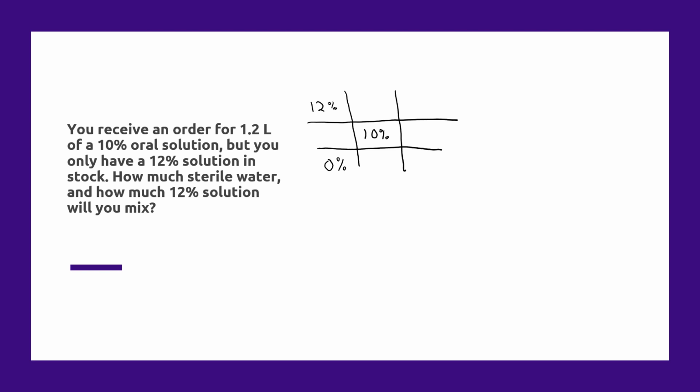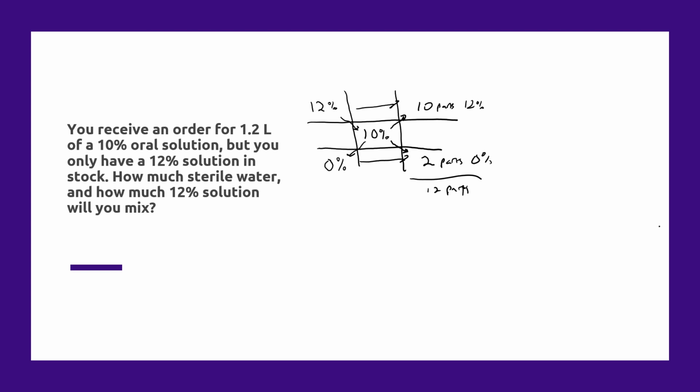And now we can take this higher concentration, subtract the desired concentration, and we're going to put that number in the bottom right. Then we're going to take our desired concentration, subtract our lower concentration on hand, and put that value in the upper right. And in this case, 10 minus 0 is 10. So what this tells us is that we're going to have 10 parts of 12% to every 2 parts of 0%. And so we have a total of 12 parts.